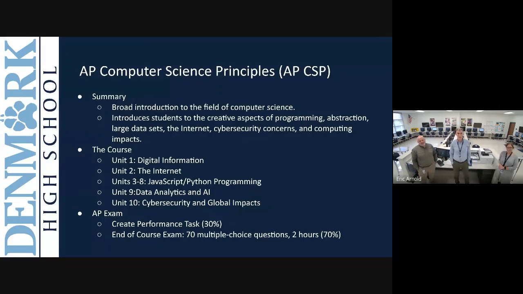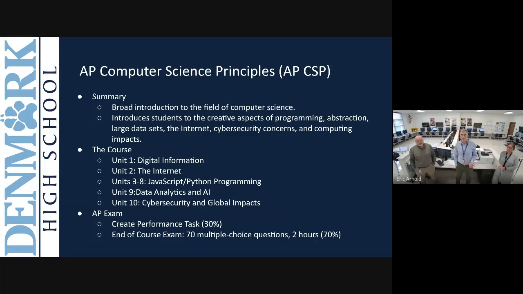I'm going to talk to you about the second course in the pathway, AP Computer Science Principles. As Ms. Page said, she also teaches this course also. This is a college level introductory course into computer science. We assume that you don't have any prior knowledge of programming, so everyone starts at a level playing field. The course covers a lot of the same topics as IDT, but we go at a faster pace and a lot more in depth. We start out with digital information, how data is represented on the computer. The internet unit, we talk about how networks work, how information is transmitted. Units 3 through 8 is when we start getting into all the programming.